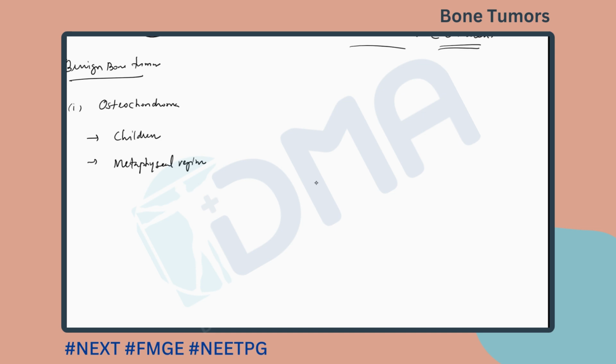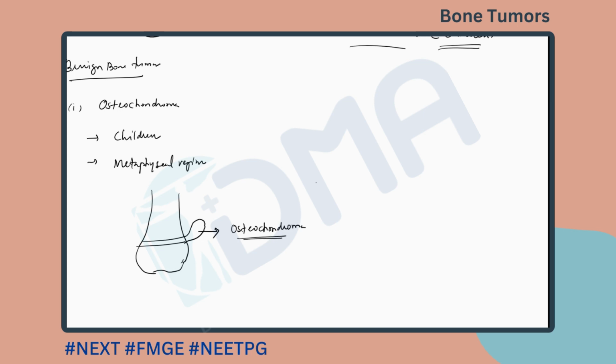Now, what is osteochondroma? If you take the bone, we all know in children there is a plate here called the epiphyseal plate, and this epiphyseal plate is made up of cartilage. From the cartilage, a bony outgrowth starts. So the growth of this is called osteochondroma. The epiphyseal plate grows outside the bone. Such a tumor is called osteochondroma.